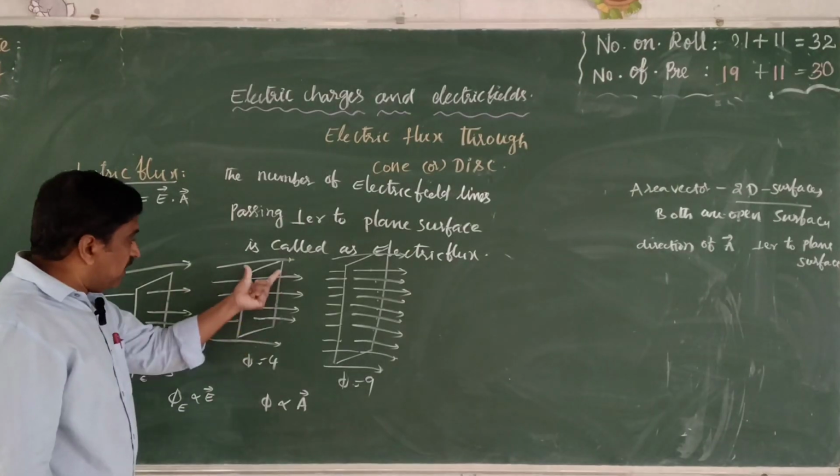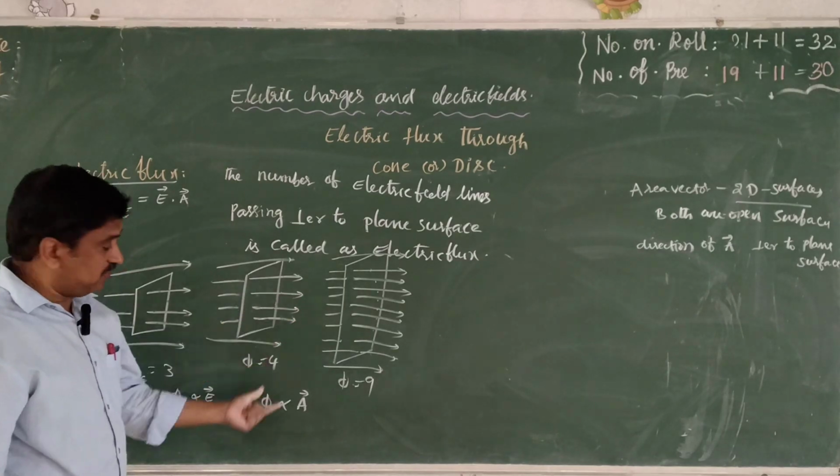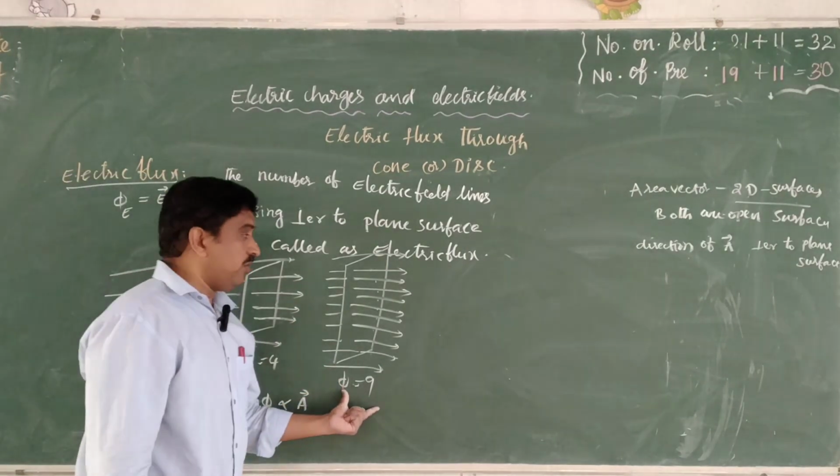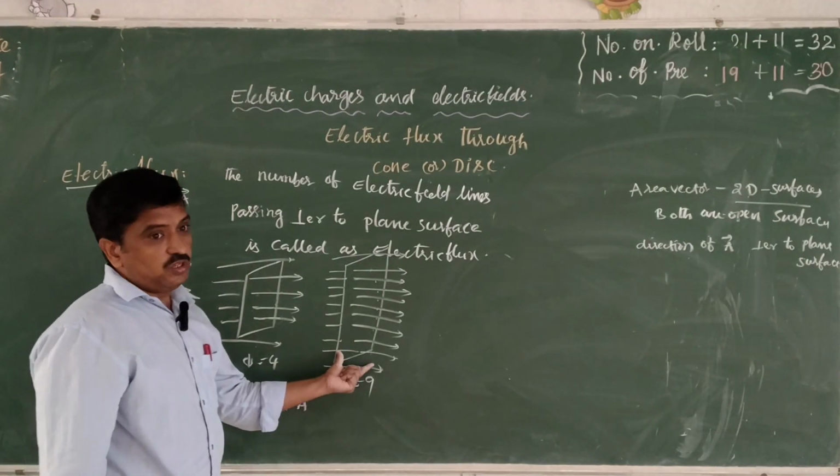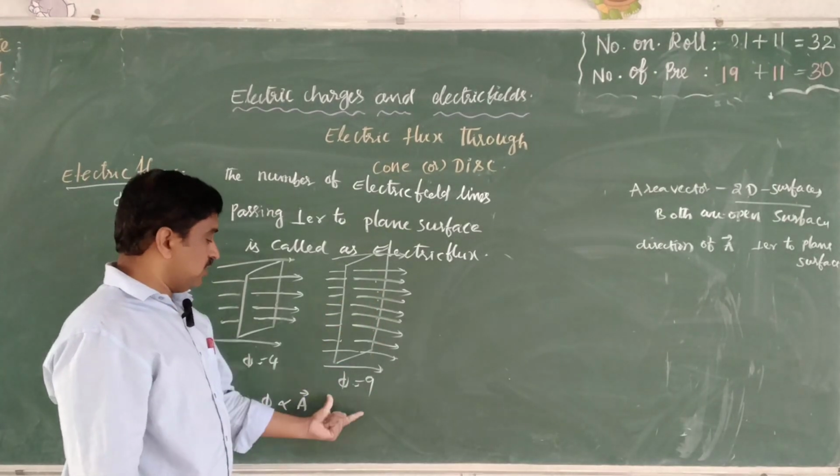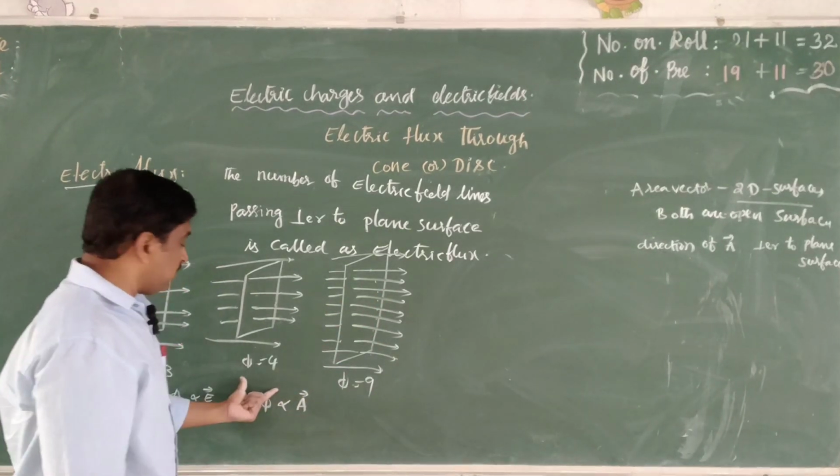See here, the number of field lines passing perpendicular to the plane surface is less here and more here. Why? Because here the area is less and here the area is more. Here more field lines means flux is more. Here fewer field lines means flux is less.